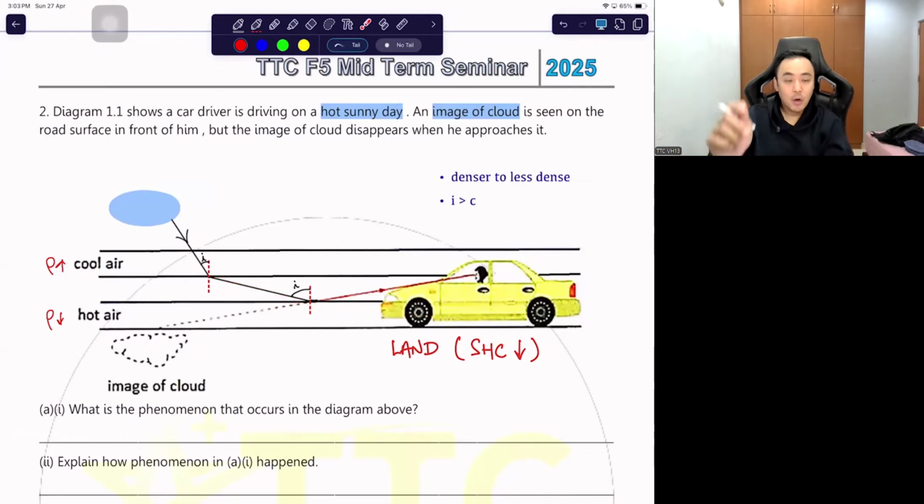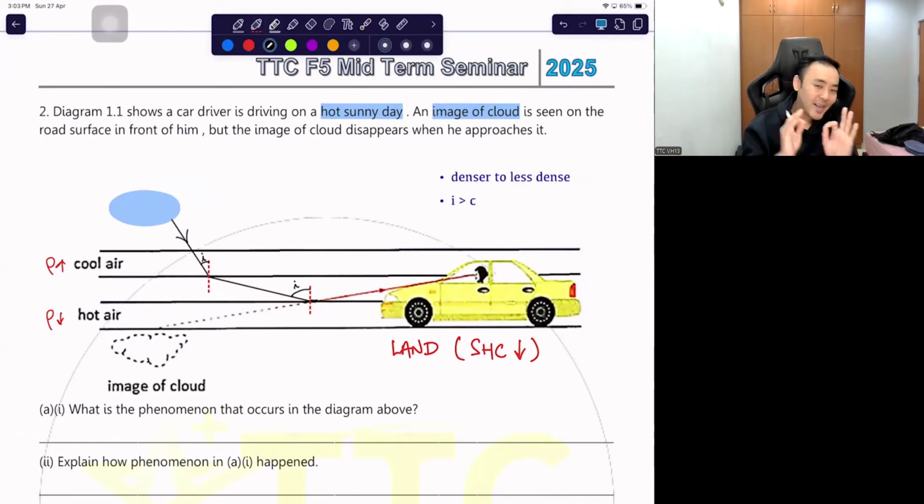They straight away mention the light travels from cold to hot air, denser to less dense, and the angle is bigger than the critical angle. That's why total internal reflection happens, that's why they see the cloud. Like that, you don't get full marks, because normally we don't have total internal reflection from the start.